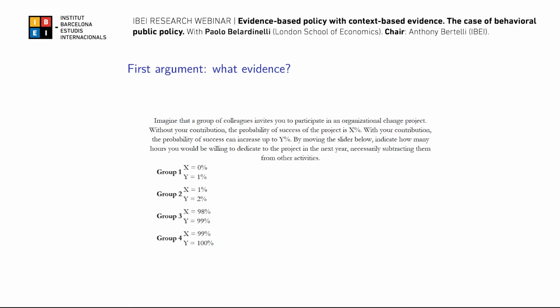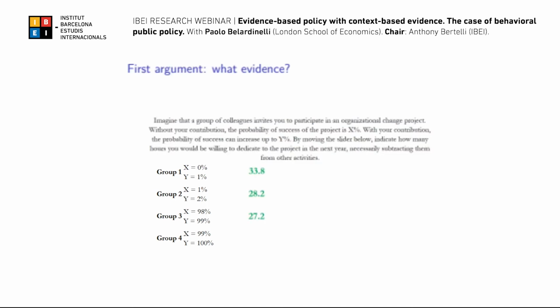So from 0 to 1, from 1 to 2, from 98 to 99, from 99 to 100. By moving the slider below, indicate how many hours you would be willing to dedicate to the project in the next year, necessarily subtracting them from other activities.